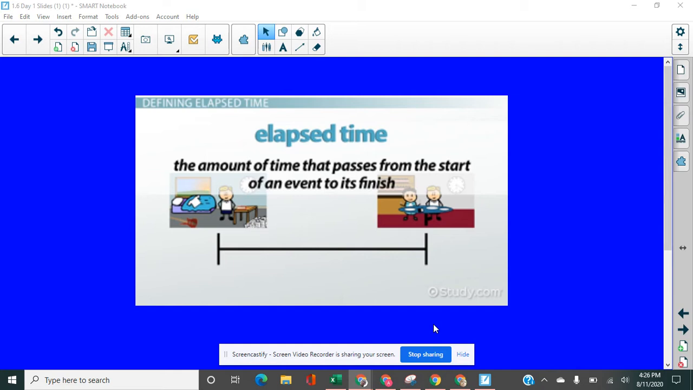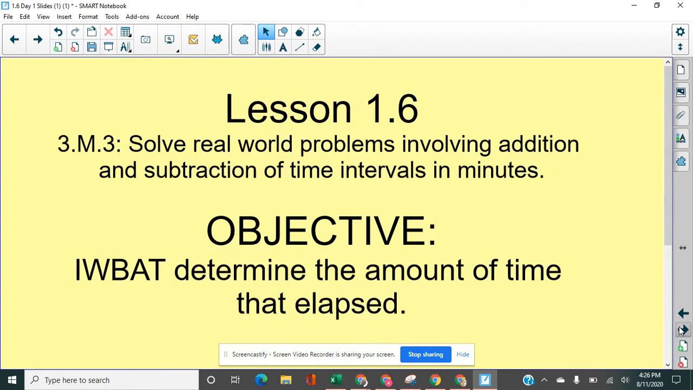The topic today is going to be about elapsed time. Now, you're probably not familiar with that word, but elapsed means the amount of time that passes from the start of an event to its finish, right? So from the start to its finish, this is how much time has elapsed. So we're going to start today by looking at our objective. I will be able to determine the amount of time that elapsed.